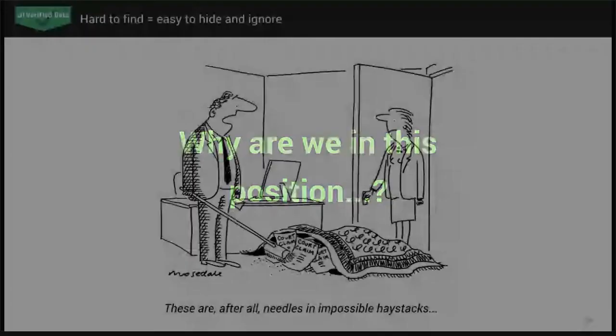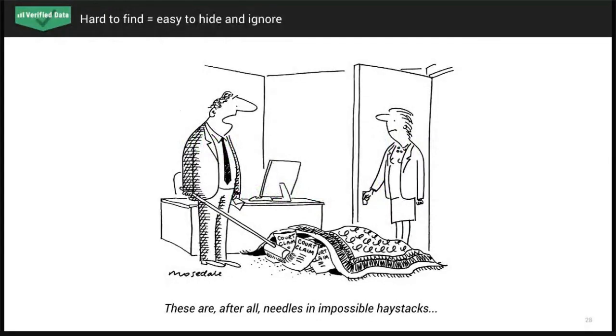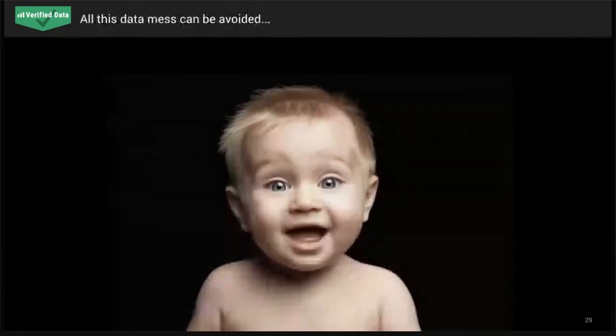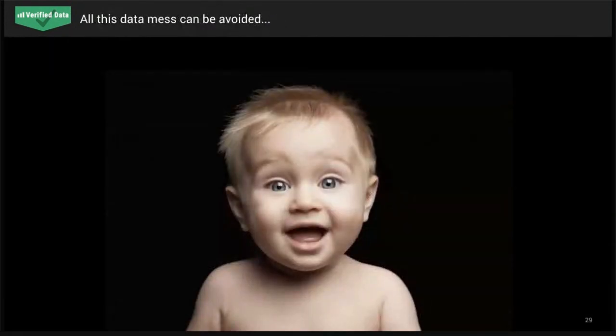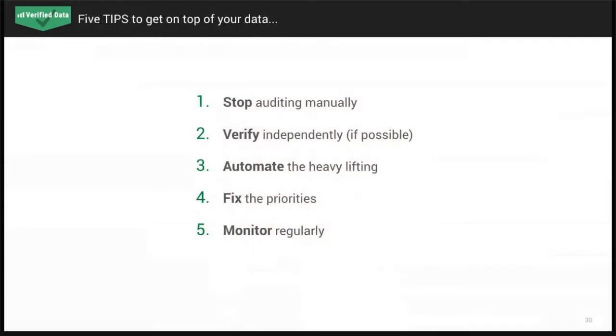So why are we in this position? Well, I think I said at the beginning that what we do when we're checking for data quality is look for needles in difficult haystacks. That means it's hard to find, and therefore easy to hide and easy to ignore. But all of this can be avoided, and I give you five tips to get on top of this.